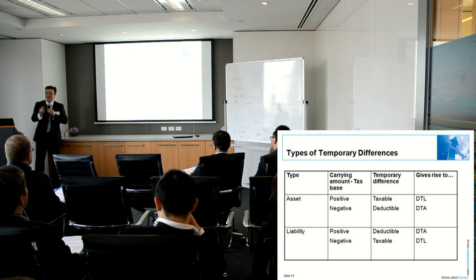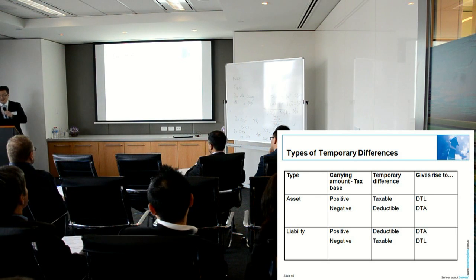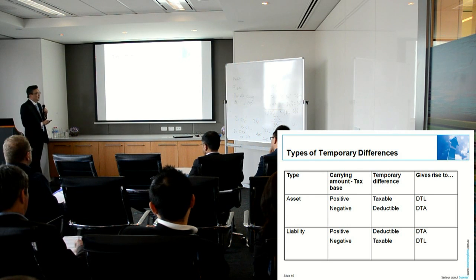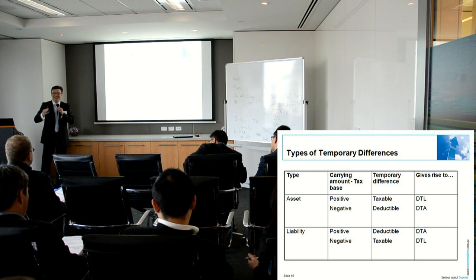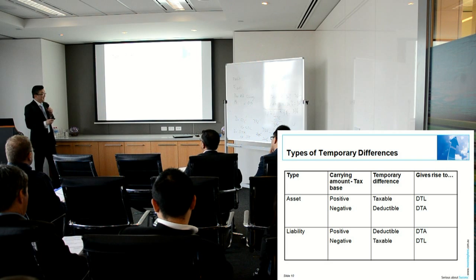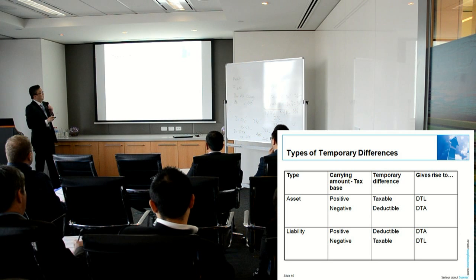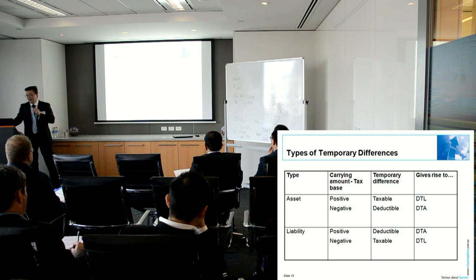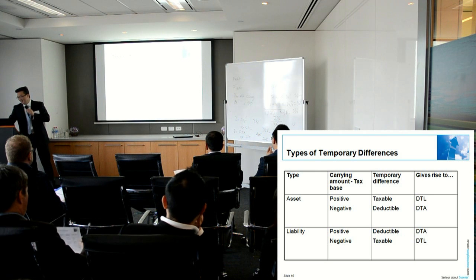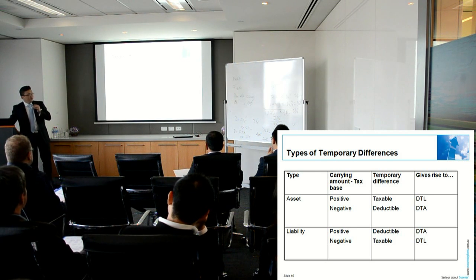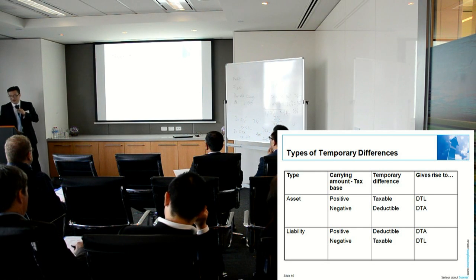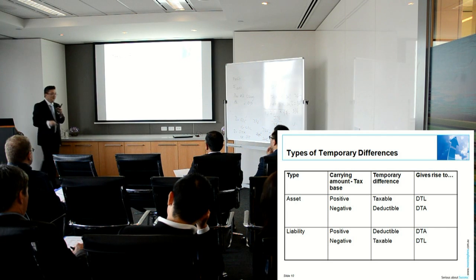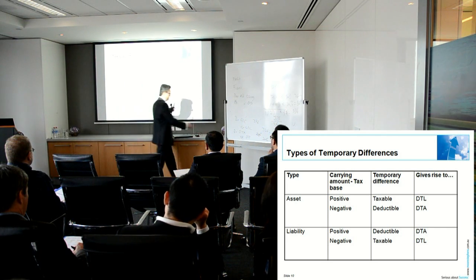And the screen here helps you work out what's a deferred tax asset or deferred tax liability. But you'll find that your spreadsheets or your software automates the calculation anyway. Okay, so in the next two slides, we're just going to look at the calculation of deferred tax liabilities on taxable temporary difference and deferred tax asset on the deductible temporary difference.